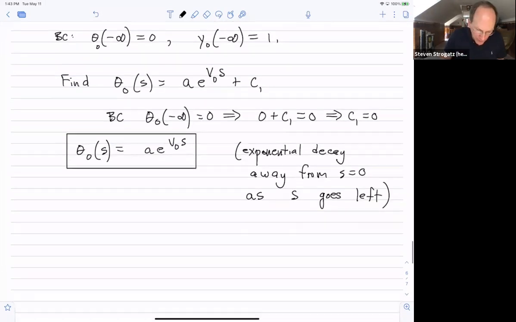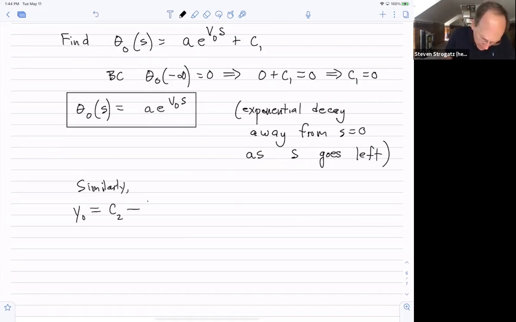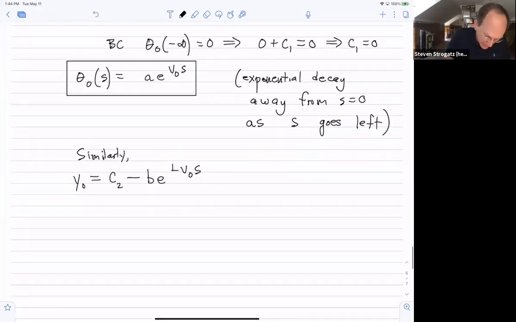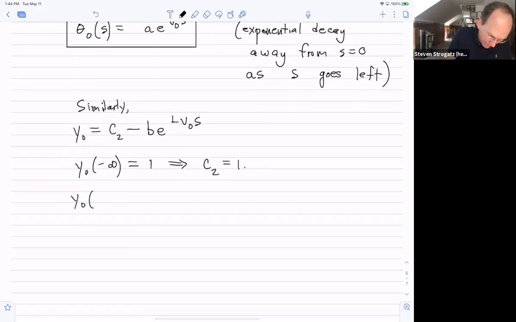into the unburned region. Similarly, you could solve for Y zero, and you'll find that Y zero comes out to be another constant, let's say C2, minus some constant B, e to the L times V zero times S, that L from the Lewis number in the earlier equation. And here imposing the condition that Y zero at negative infinity is one, that implies that my C2 is equal to one. So I get Y zero of S is one minus some constant B, e to the L V zero S.